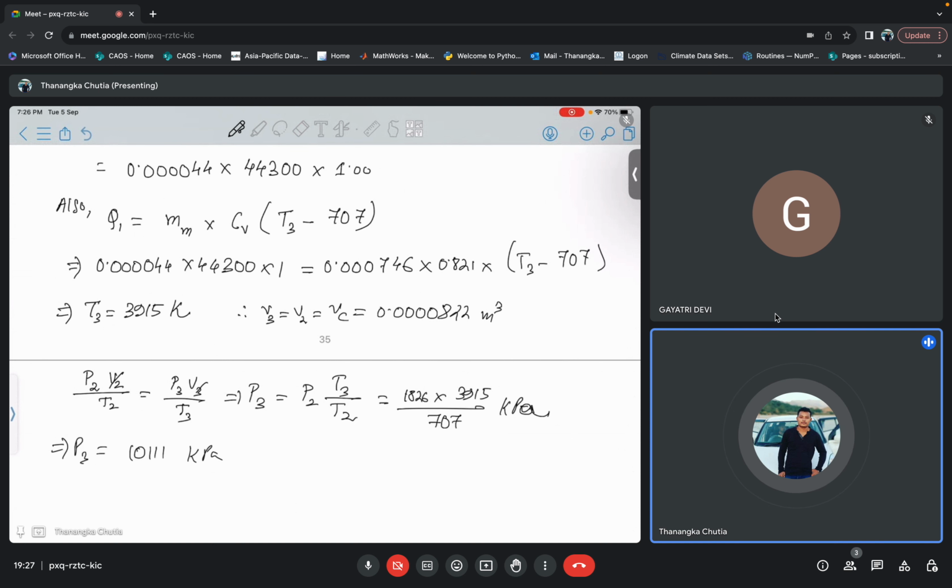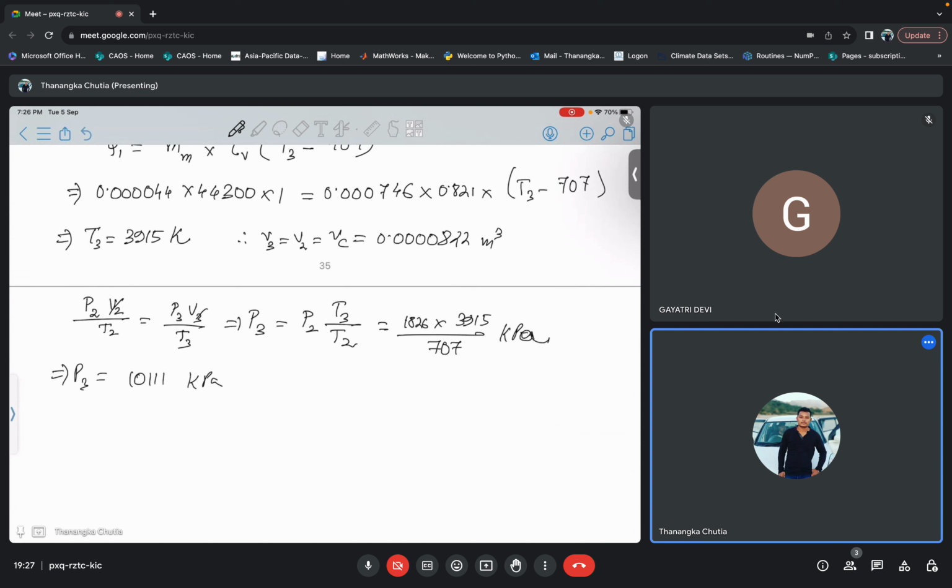Okay, now stage 4. That will be your power stroke, that is your expansion stroke. Okay, so now for the expansion stroke, that is at point 4, we have to calculate the temperature, the pressure and so on. Now T3 divided by T4 will be equal to what? V4 divided by V3 to the power gamma minus 1. Okay, now since this is an SI engine, V4 is equal to V1 and V3 is equal to V2.